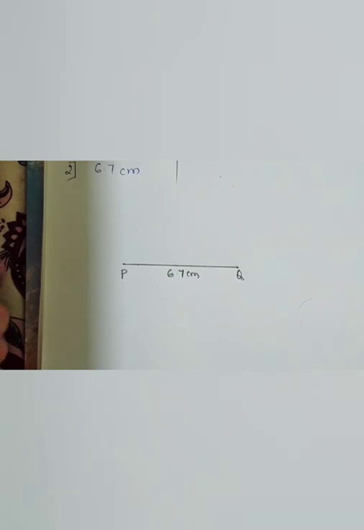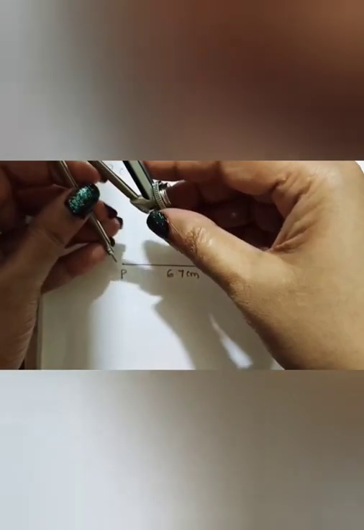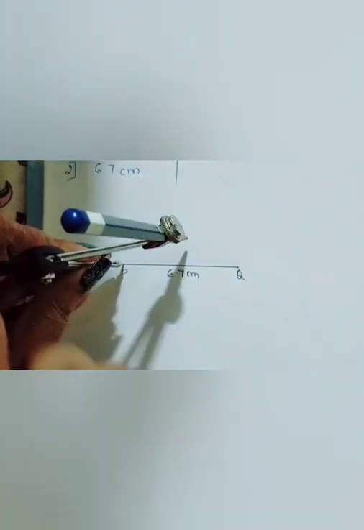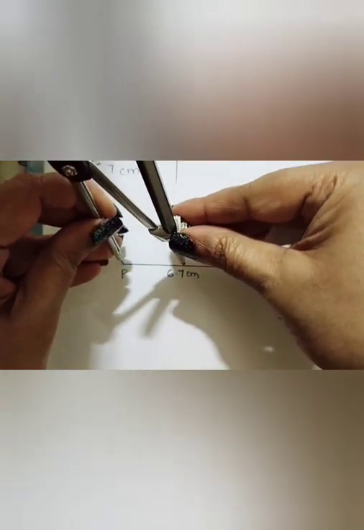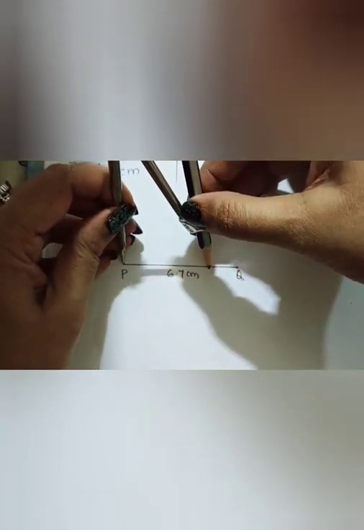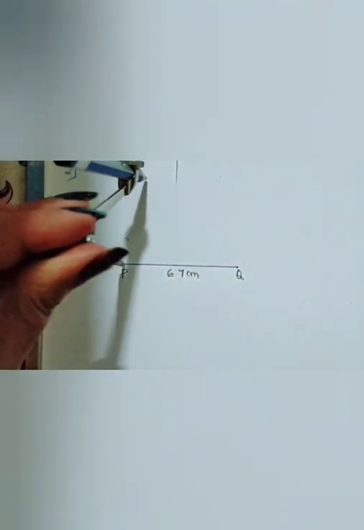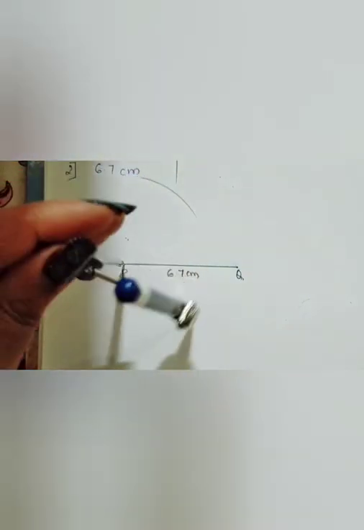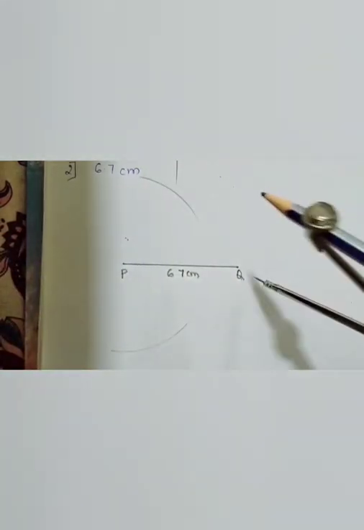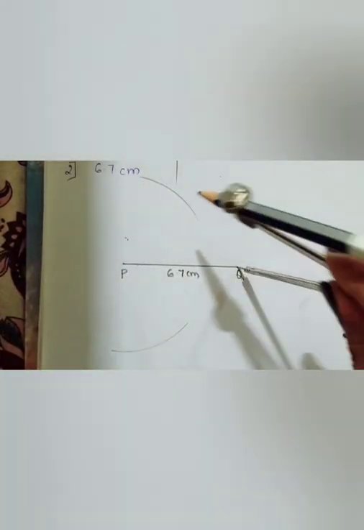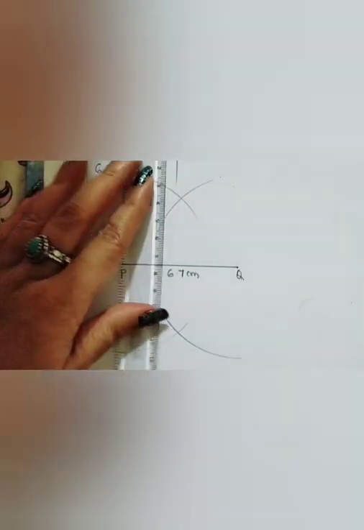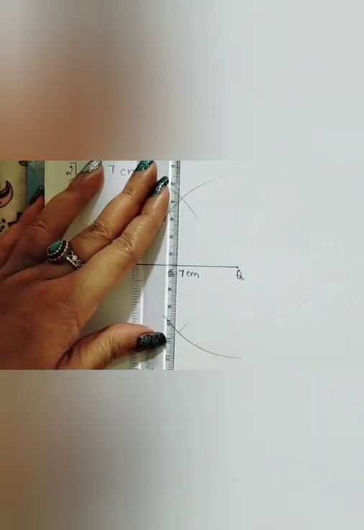Now the same thing we have to do. We have to keep the compass on point P, and we have to check the midpoint. Okay, this is more than the midpoint. We will take more than this so that we can draw a perfect arc. So doing that. I hope it is visible. The same thing, the compass will be kept on point Q. Draw another arc. I hope you are getting how to draw the perpendicular bisector on a line segment.